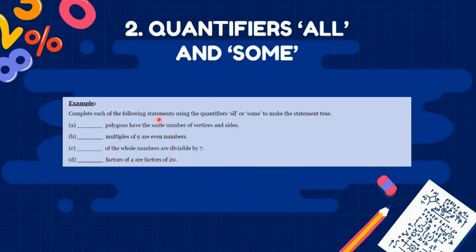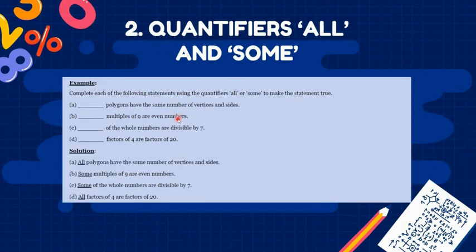Before I proceed to the next slide, please make sure you guys have all the answers for this first question. If not, you guys can pause the video for a while. Okay, so for the answer, I'm going to go through it one by one. For the first one, blank space polygons have the same number of vertices and sides.